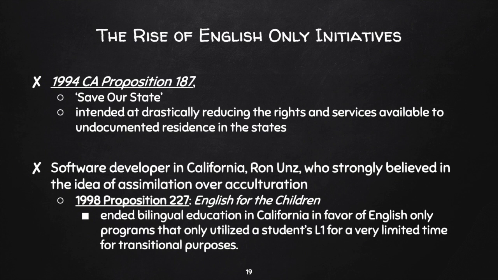The way it came about, a software developer in California whose name was Ron Unz strongly believed in the idea of assimilation over acculturation. So again, he supported propositions like Prop 187, which really did just reduce the rights and services available to undocumented citizens. And so he really started to put his money behind Proposition 227. It's interesting because he was a software developer.